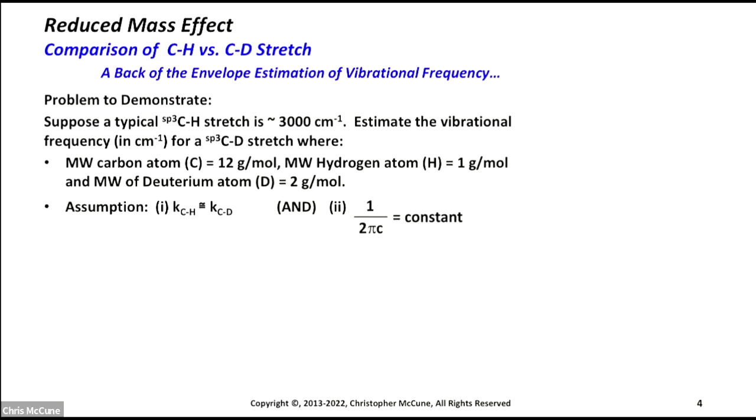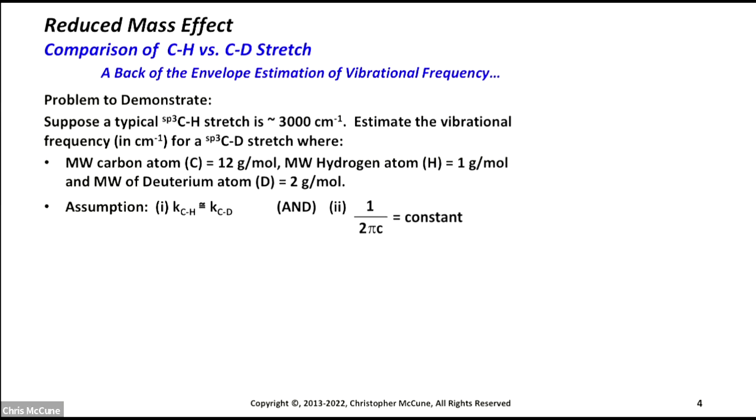So when we look at mu, we'll be able to see a ratio of the reduced mass for the CH stretch versus the reduced mass for the CD stretch. So a problem to demonstrate this: let's suppose we have a typical sp3 carbon CH stretch, and that is around 3,000 inverse centimeters, just below, but let's round to 3,000 inverse centimeters. Estimate the vibrational frequency for an sp3 hybridized carbon that's bonded to a deuterium.